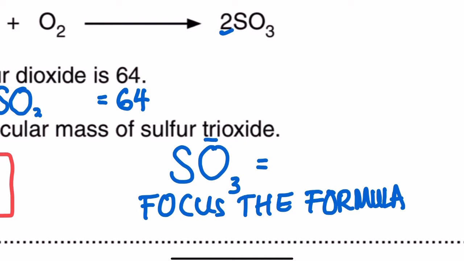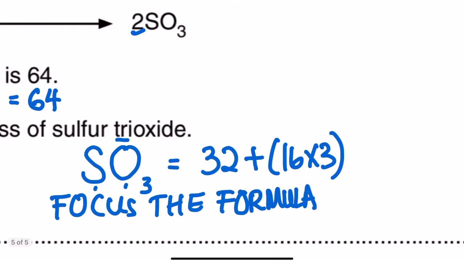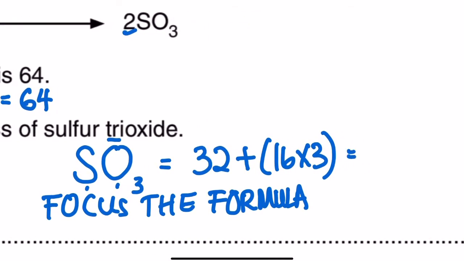For sulfur, the mass is 32 plus another element, which is our oxygen. So oxygen is 16, and there are 3 of oxygen, so you need to multiply with 3. 16 times 3. So work it out using your calculator. You get 80. So that's the relative molecular mass of sulfur trioxide.